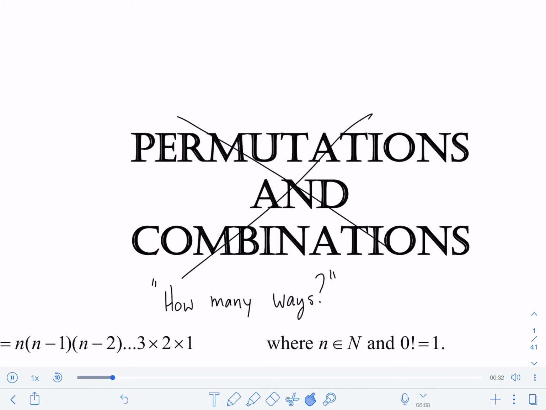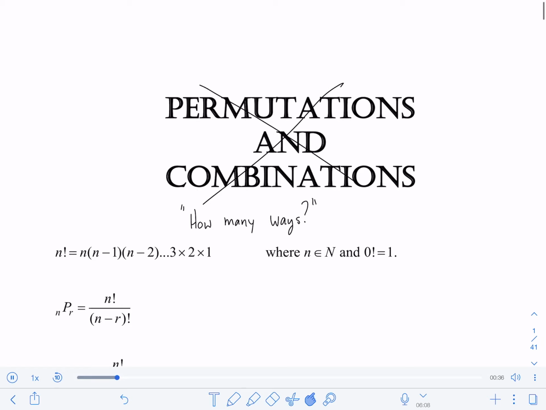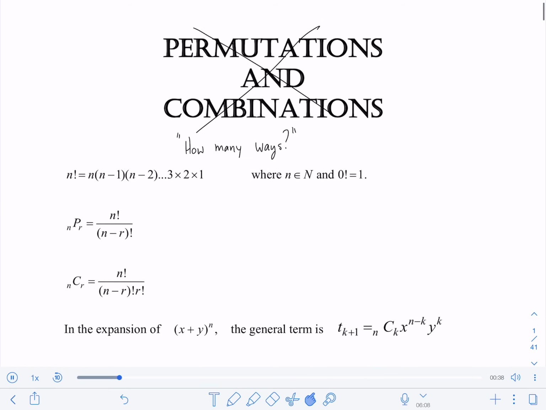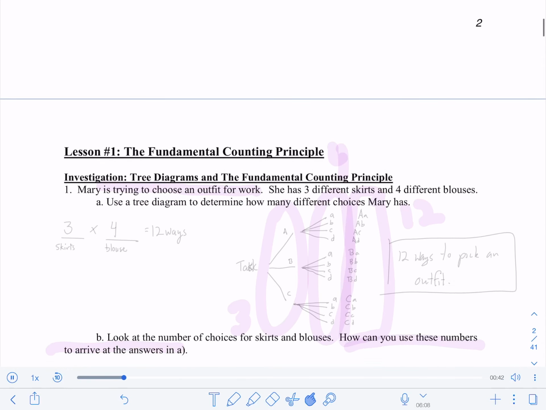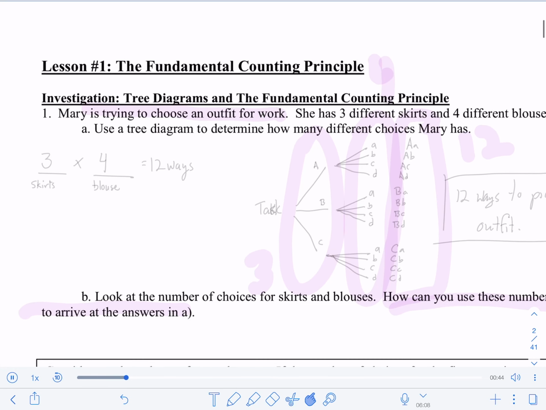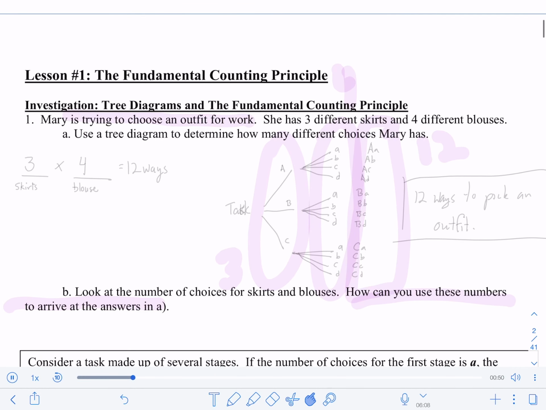That's what I would call this, because these are two different ways of counting up how many ways there are to do things. And that's what we're going to be working on today. So the first part of this unit is introducing something called the fundamental counting principle. Another really complicated way of saying how many ways are there to do something.